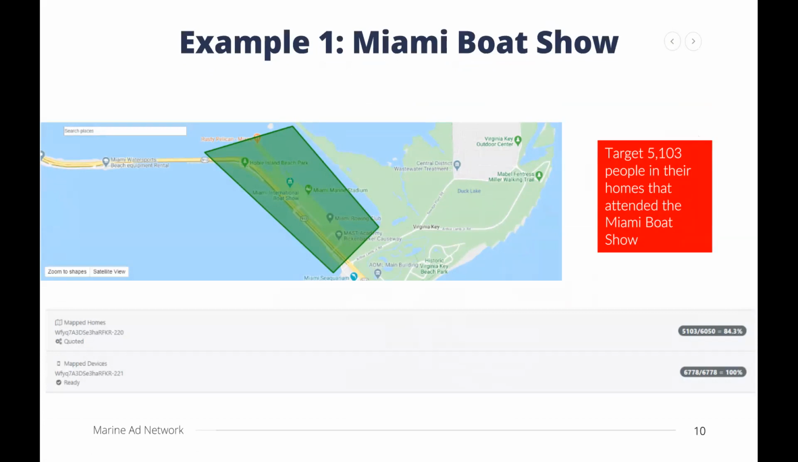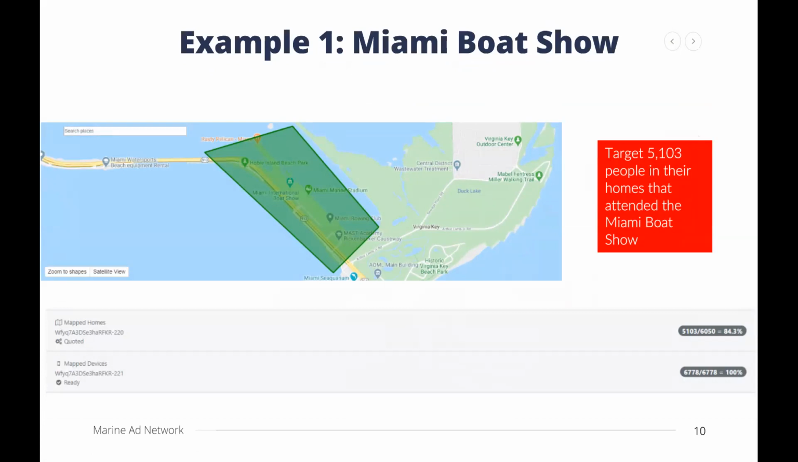So some important things we want to do is first, we need to set the time frames. We need to tell the software the exact dates that we want to target. Like we discussed before, all the devices have timestamps on them. So in this example, we're only interested in people who were on Virginia Key during the Miami Boat Show.